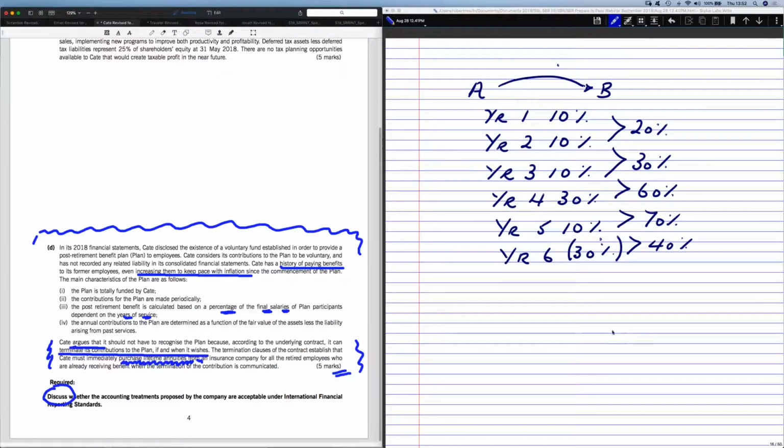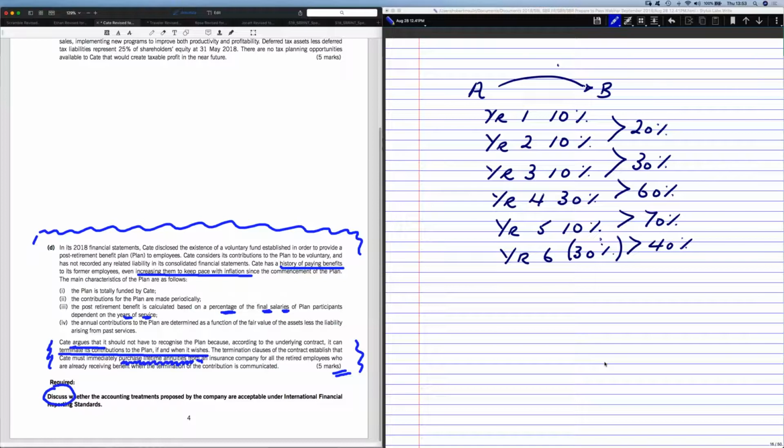Now, let me go through this again, because what I want you to be looking at is the same as I've wanted you to look at through our time together so far. Don't assume. Is it possible to have significant influence if I had 5%? Is it possible to have an associate if I only owned 5%? Yes, it is. Could I have a situation where I owned 30% but don't have an associate? Is that possible? Yes, it is.